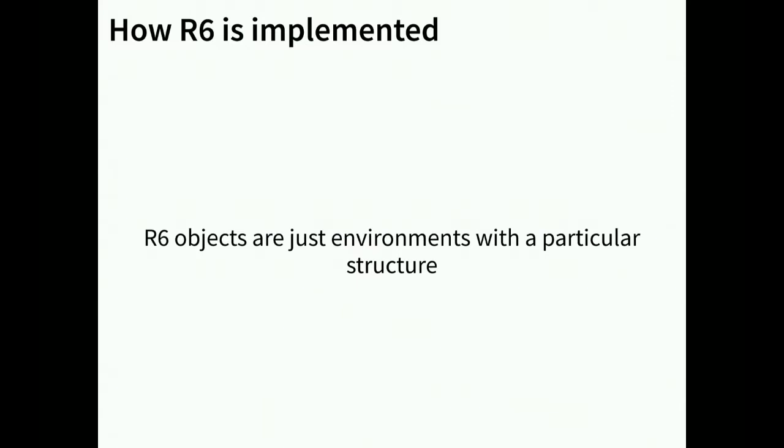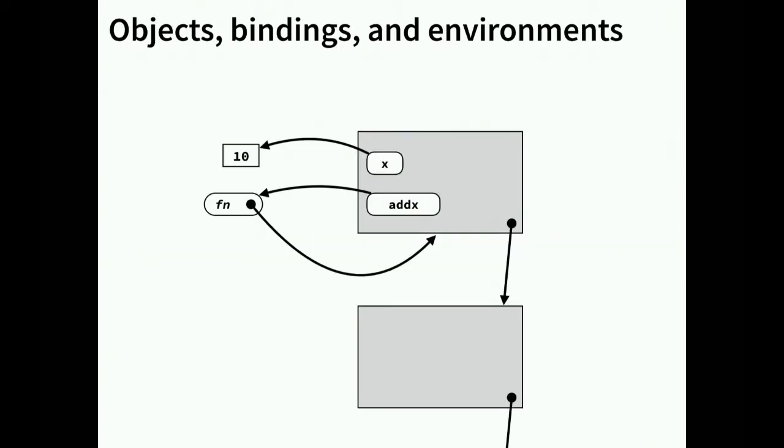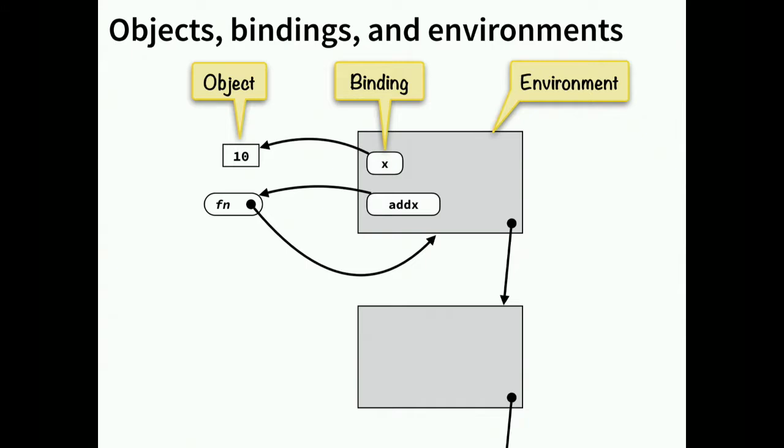All right, so how R6 is implemented. R6 objects are just environments with a particular structure. It's pretty simple once you understand it. Normally, when you're running R code, you have your object here. This is just the value 10. You have a binding to that object. This is the name x, and it refers to this object here, value 10. That binding lives in an environment. You're probably familiar with the global environment if you're working at the console. Environments have parents, so that's what this arrow represents, that relationship. If it doesn't find a binding here, it'll search in the parent environment and keep going until it hits the bottom.